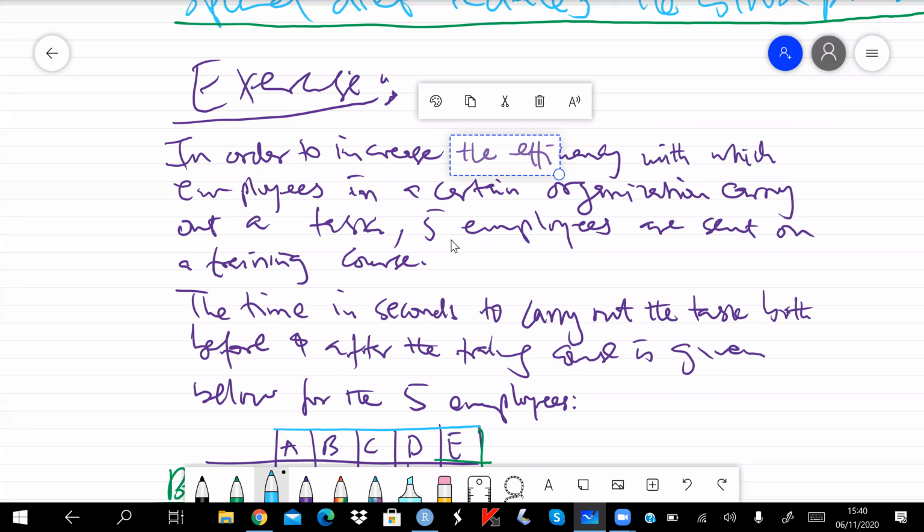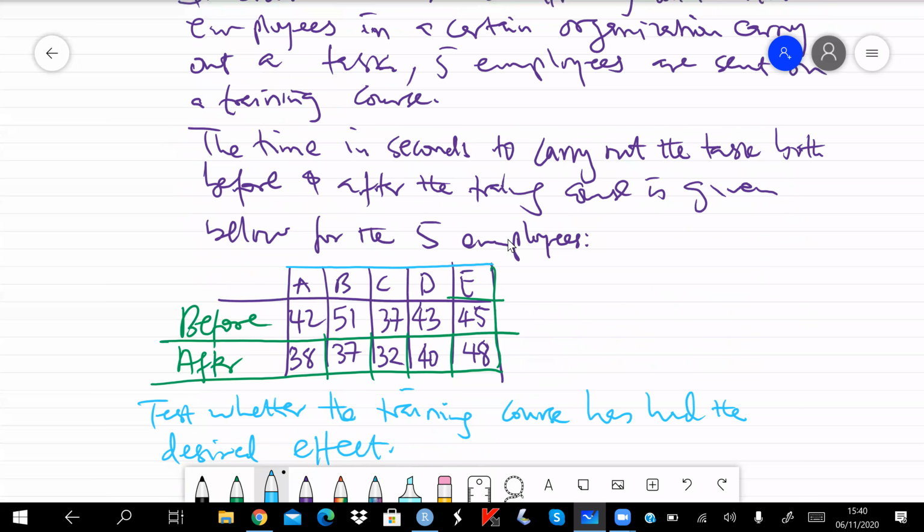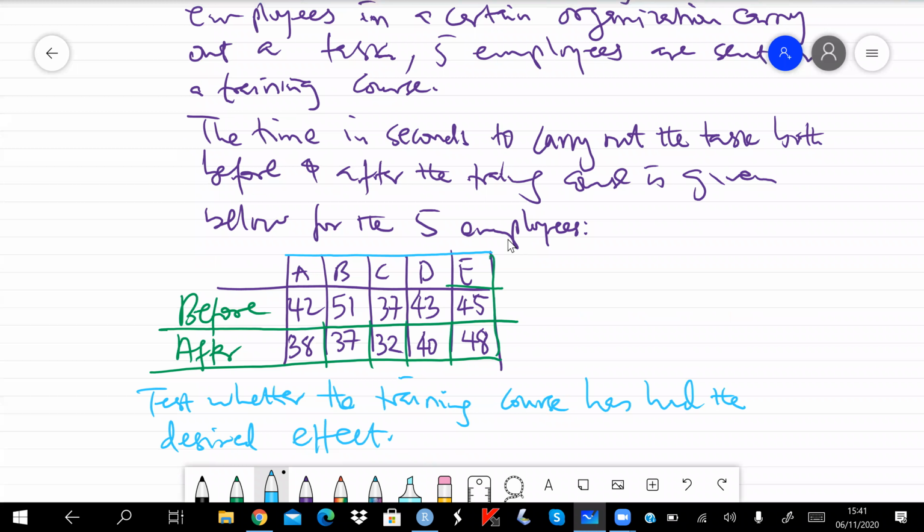So let's look at this question that we'll try at home. The question says that in order to increase the efficiency with which employees in a certain organization carry out a certain task, 5 employees are sent on a training course. The time in seconds to carry out the task, both before and after the training course, is given below for the 5 employees. So you have the data. Then the question is, test whether the training course has had the desired effect.